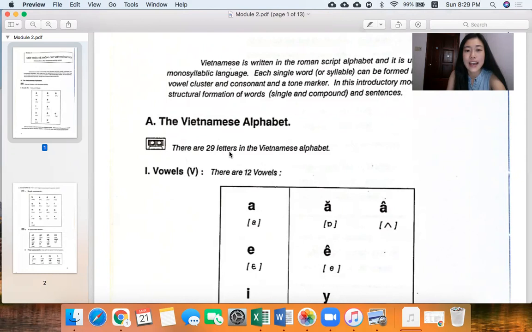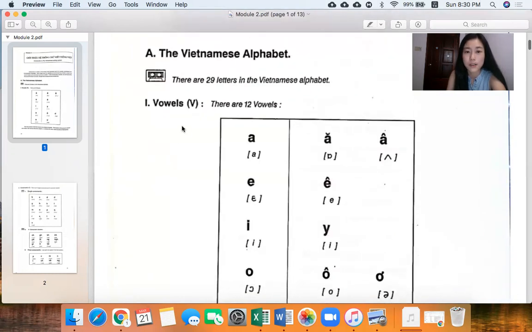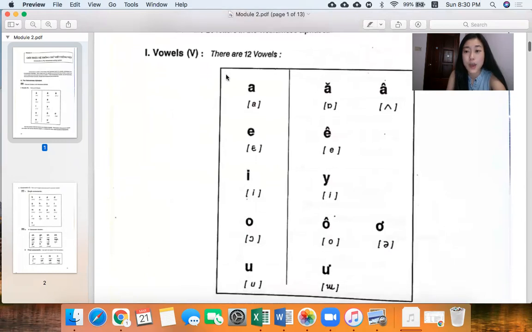Part A, the Vietnamese alphabet. There are 29 letters in the Vietnamese alphabet. 1, vowels. There are 12 vowels. I will read and you will repeat after me. Let's go.